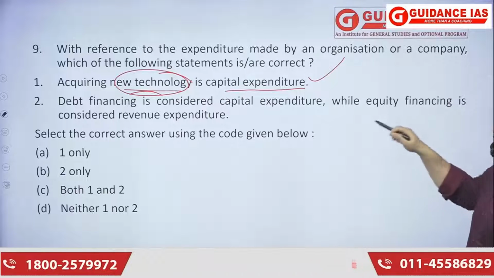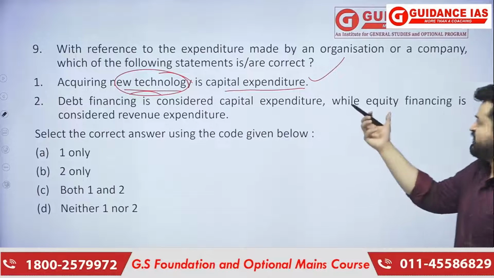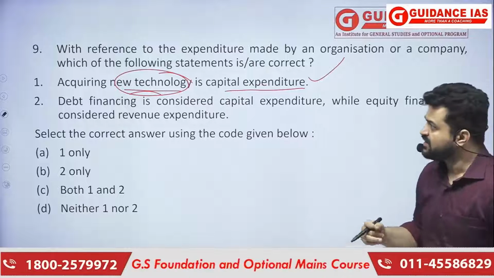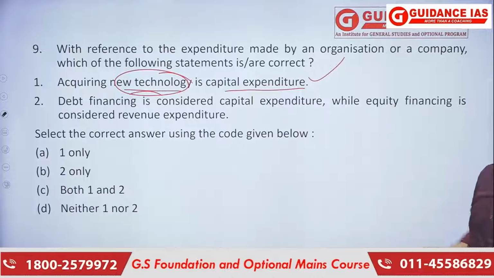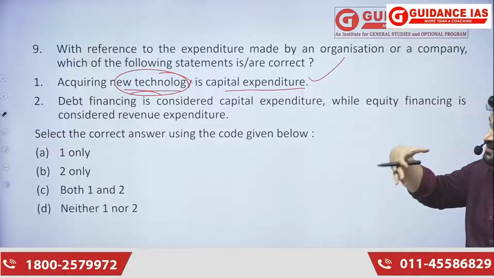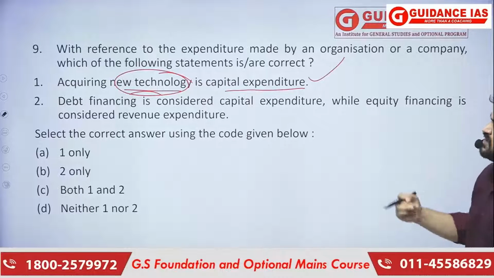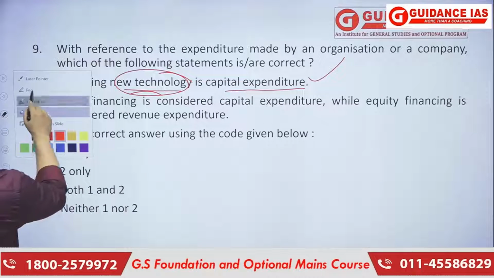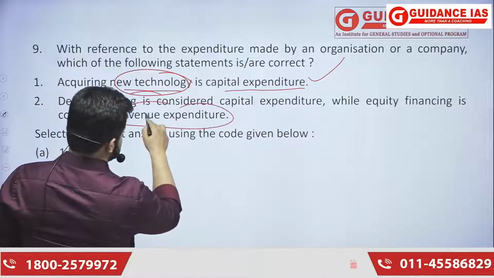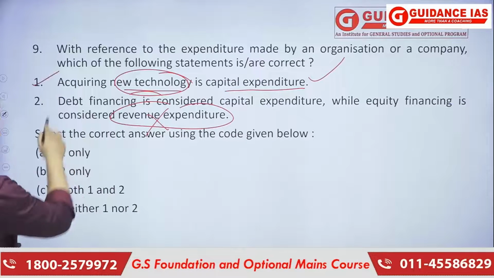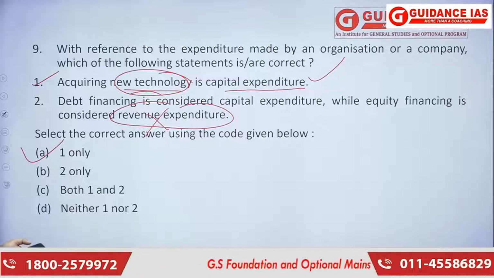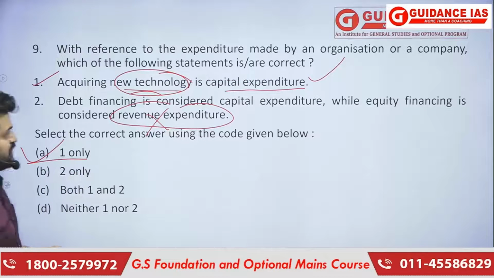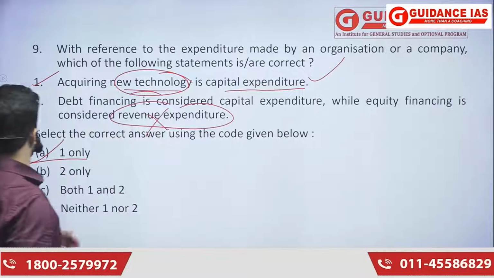While this kind of transaction, that is debt financing and equity financing, is going to bring about a change in the asset and liability, and that is why both will become part of capital expenditure or capital account. I can say capital account and not revenue. So this makes this statement incorrect. That is why only one will be true. The correct answer is A. So alternative A will be correct here.